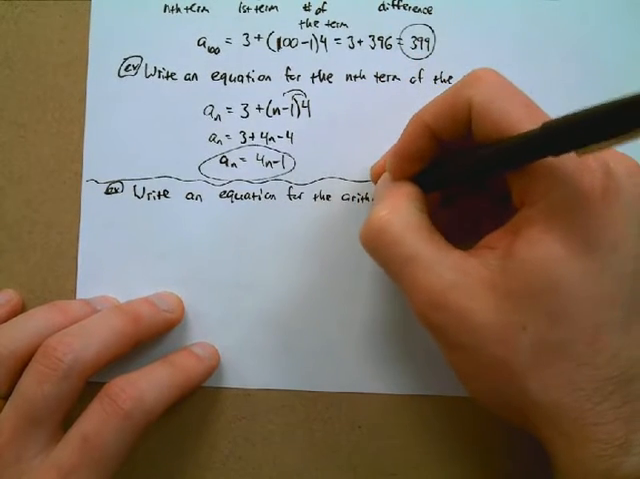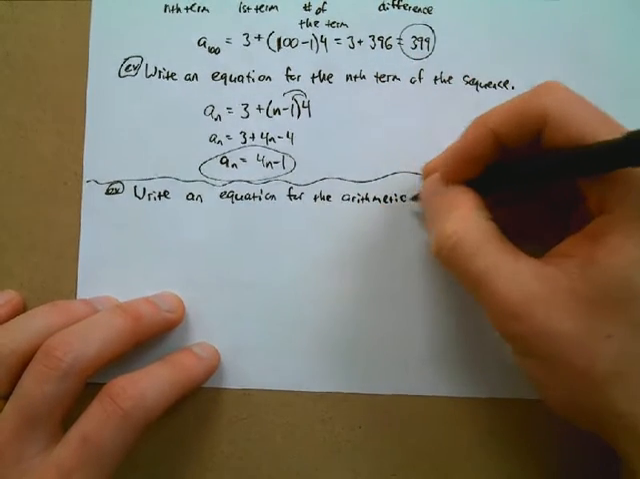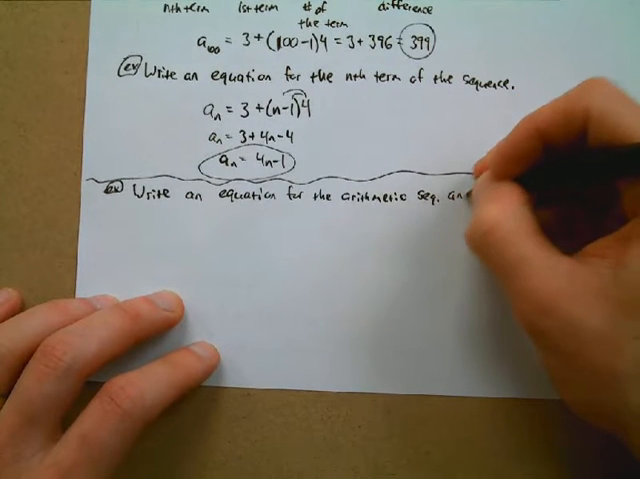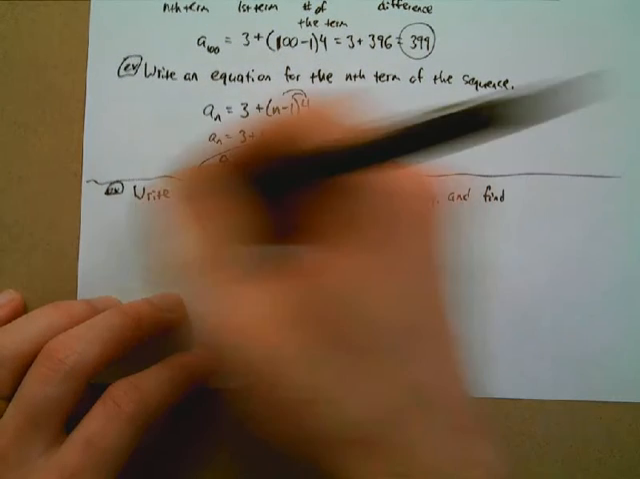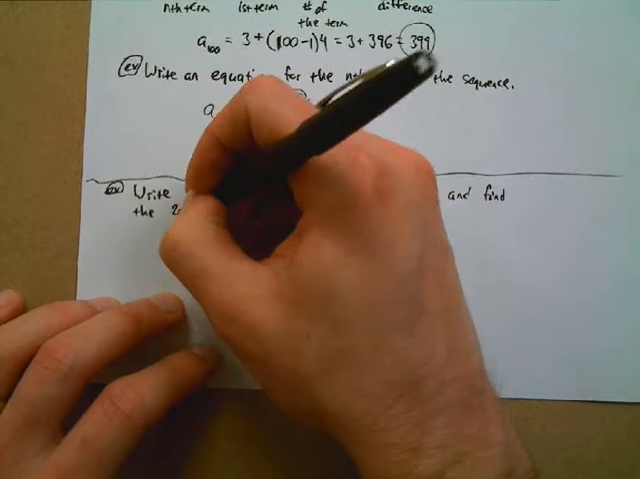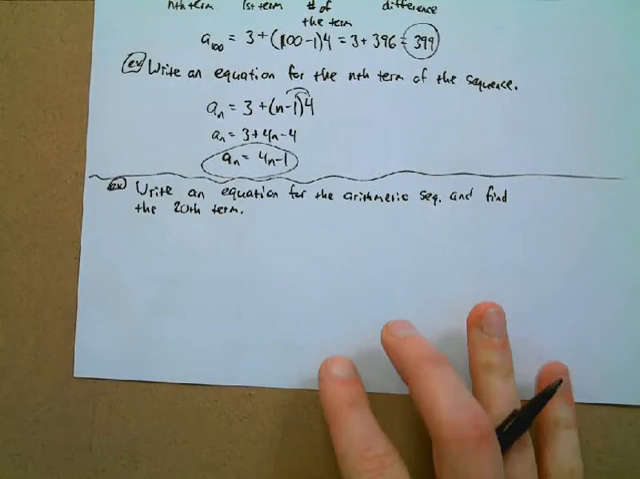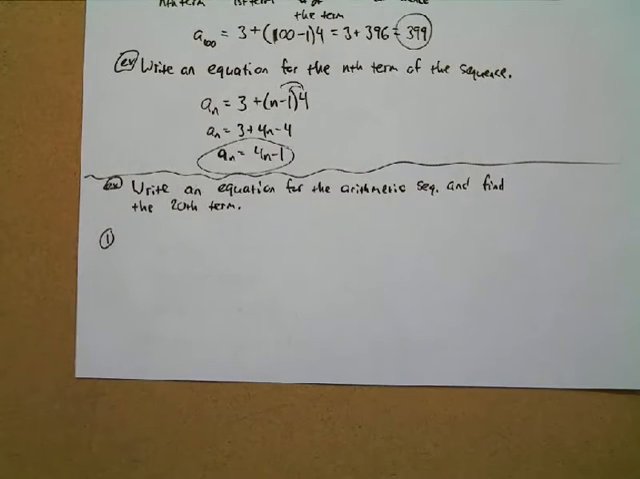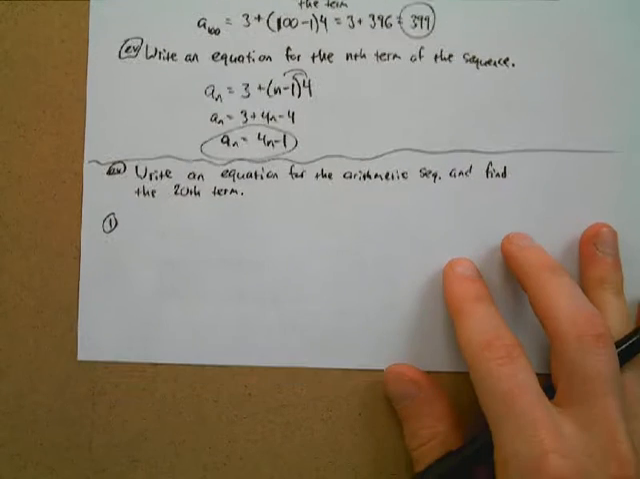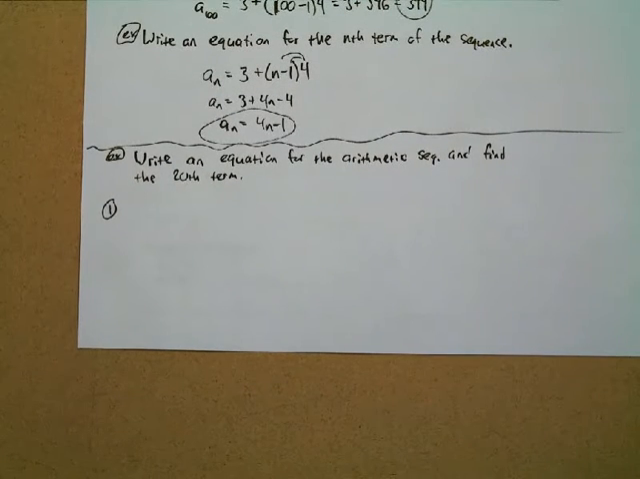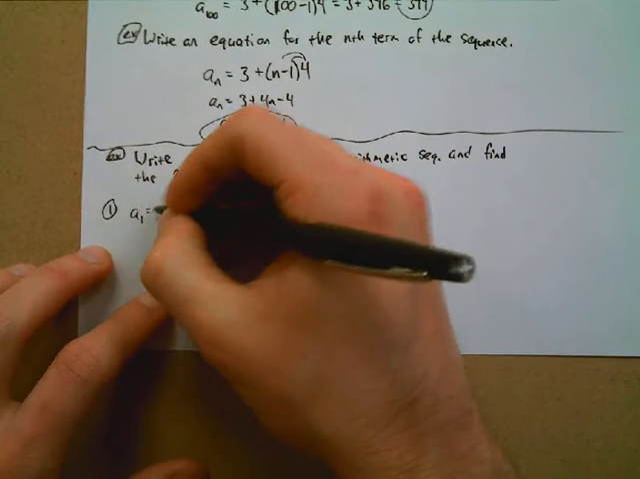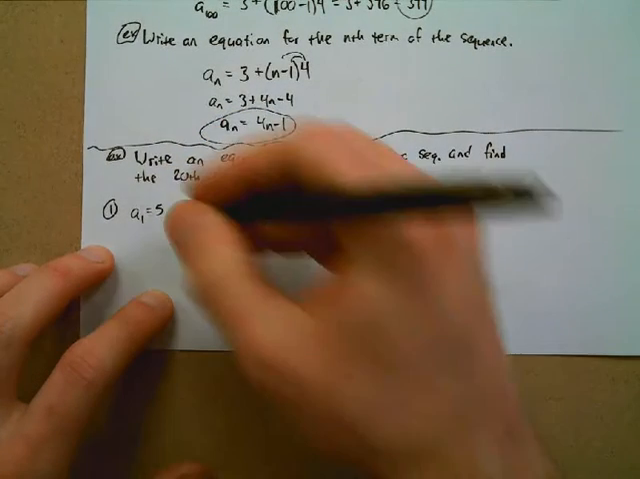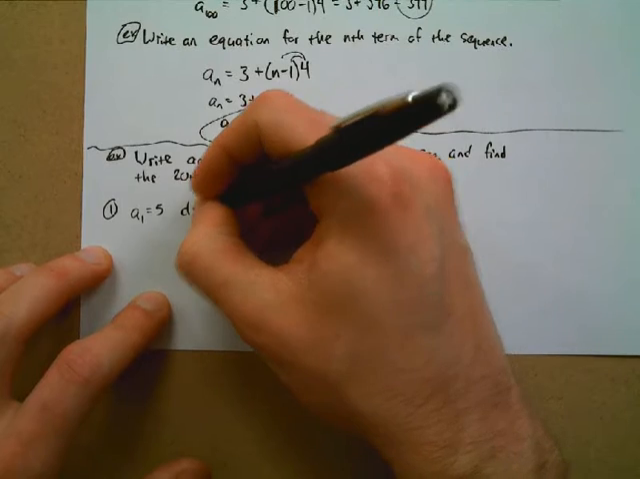And find the 20th term. Let's say the information that we're given here is a sub 1 equals 5 and d equals 4.